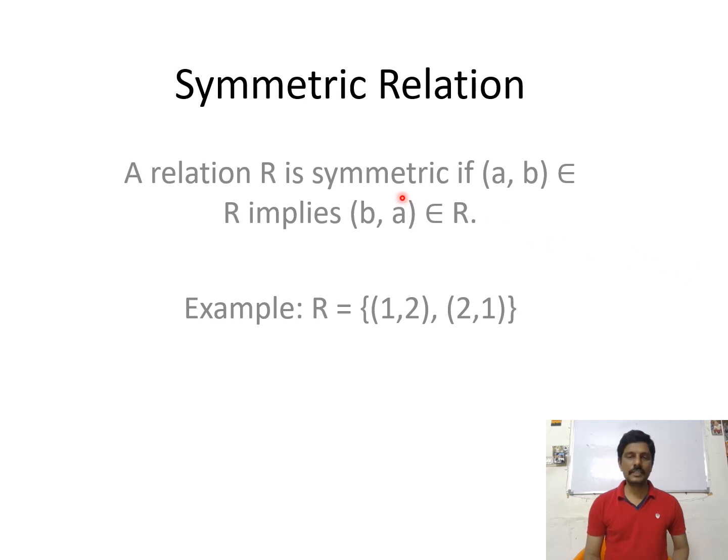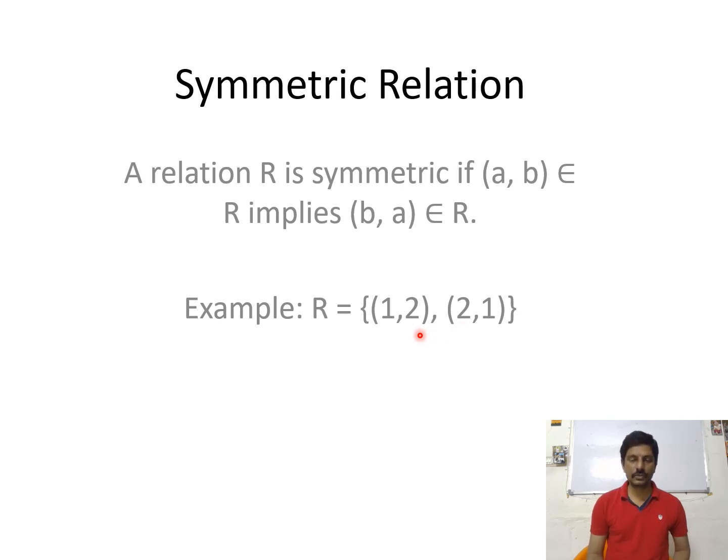Now coming to the symmetric relation. What is a symmetric relation? If A comma B belongs to R implies that B comma A belongs to R. That means if A comma B is there in the relation, then B comma A should also belong to the relation. Clear? Let us take one example, say A equals 1, 2, 3. 1 comma 2 is there in the relation, therefore 2 comma 1 should also be there. If 2 comma 1 is not there, then it is not a symmetric relation, right?